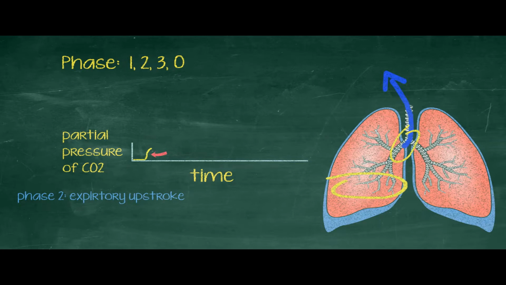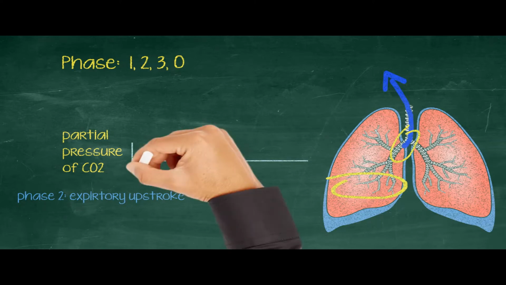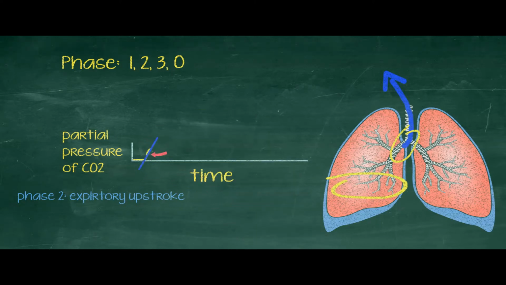Moreover, the spaces closer to the alveoli will have mixed with more alveolar gas than those more distal, and this phenomenon accounts for the slope of phase 2. By the end of phase 2, the patient is exhaling alveolar gas, as evidenced by the relatively high partial pressure of CO2.